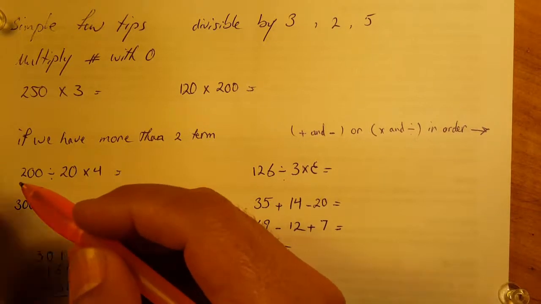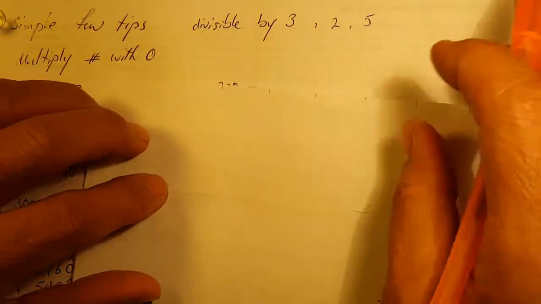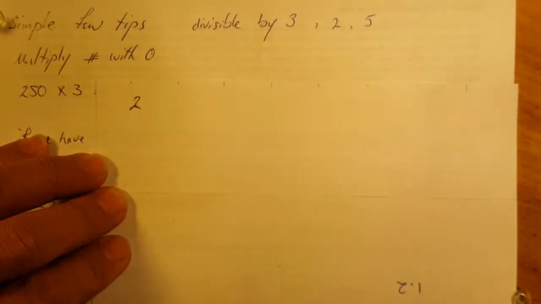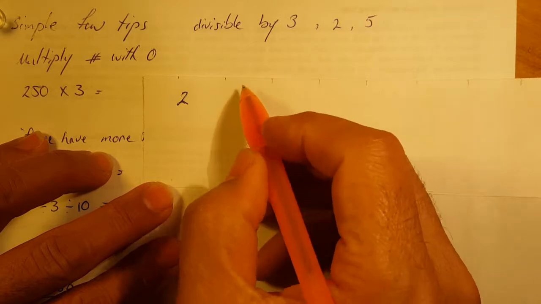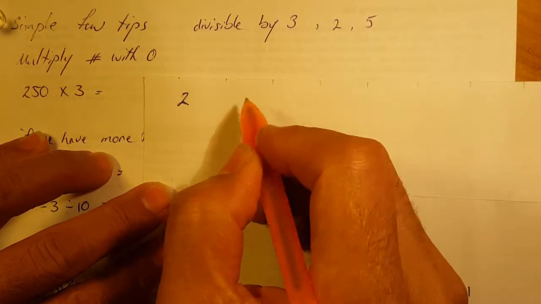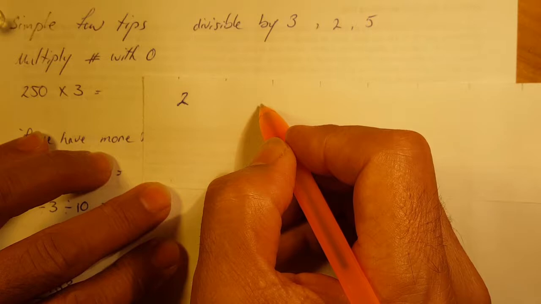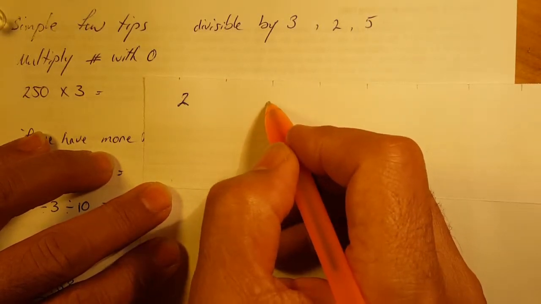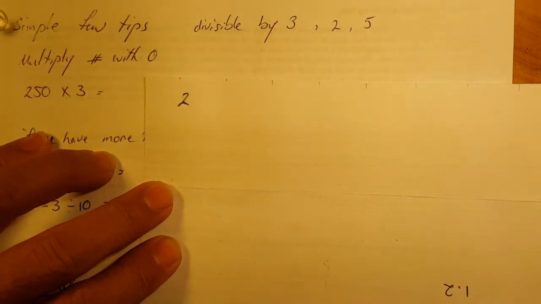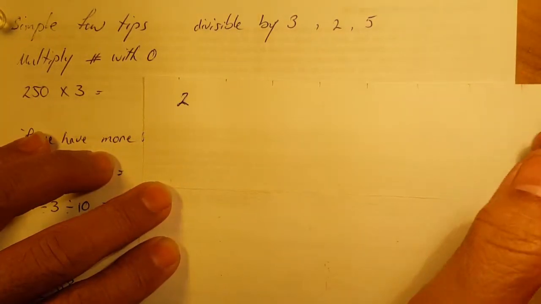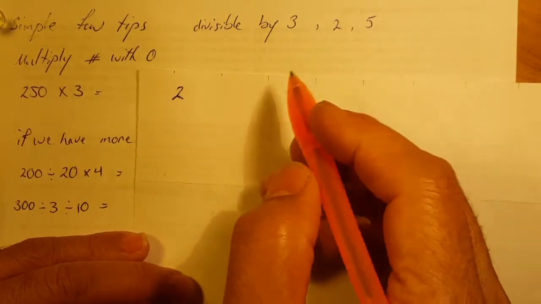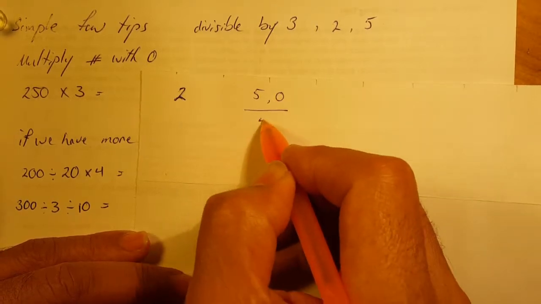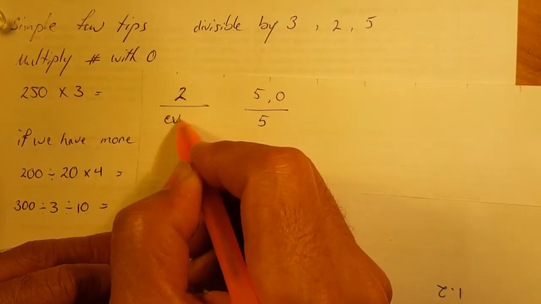First of all, the numbers that are divisible by 2 are the numbers that end with even digits: 2, 4, 6, 8, 0. Any number which ends in these even numbers is divisible by 2. Numbers divisible by 5: the numbers that end in 5 or 0 are divisible by 5.